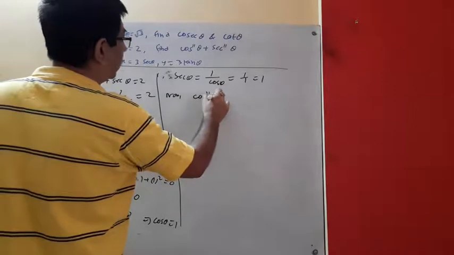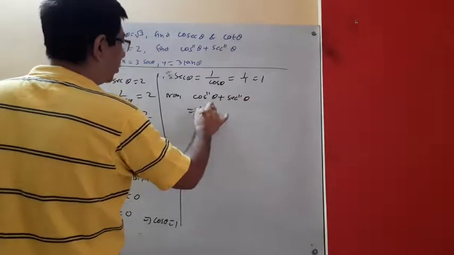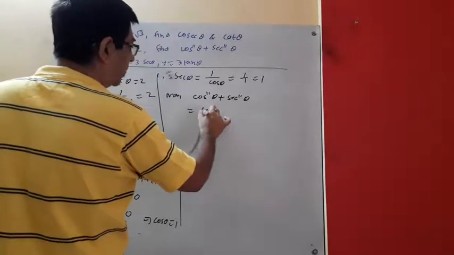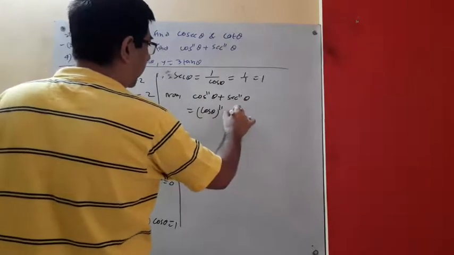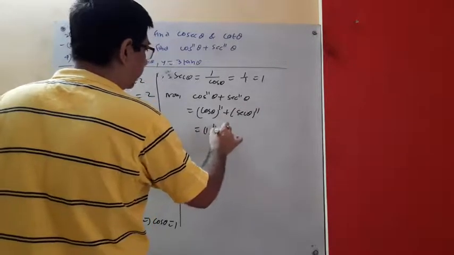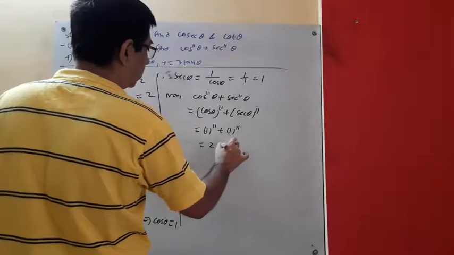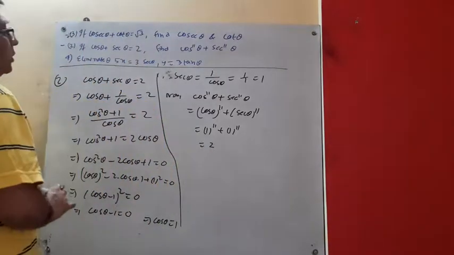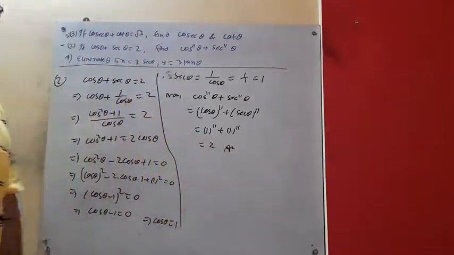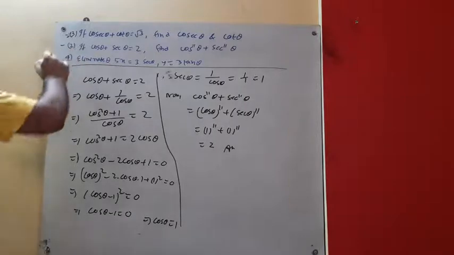Cos to the power 11 theta plus sec to the power 11 theta. That means this one is cos theta whole to the power 11 plus sec theta whole to the power 11. That means 1 to the power 11 plus 1 to the power 11, that is equal to 2. Fine, this is the answer. Here you don't have to write LHS and RHS because you don't have to prove. Okay. So we have done this one.